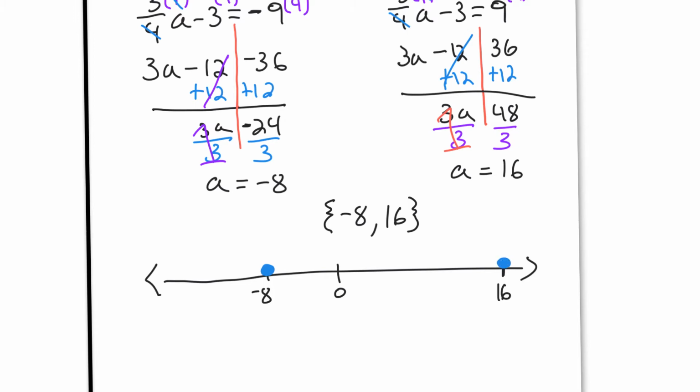Notice that the distance from -8 to 0 is smaller than 0 to 16 because it is halfway. So it's just an estimation. Is it exact? No, guys, but it's just a way to make a quick graph of your solution. So we have two things again. Our solution set is negative 8, 16, and our graph is a number line with the two circles, dark circles, or closed circles on top of the numbers.